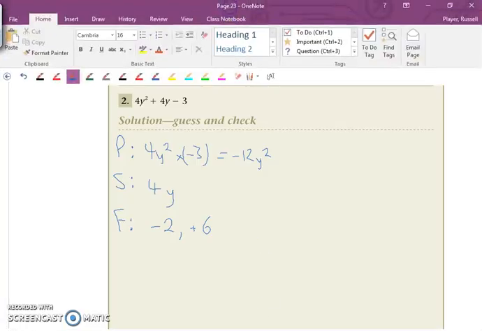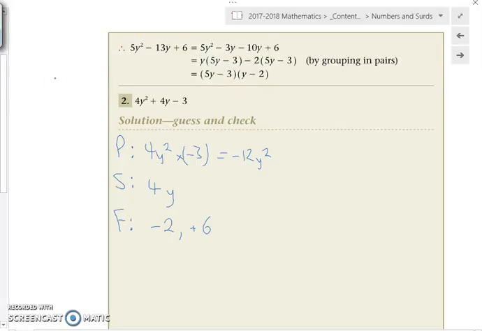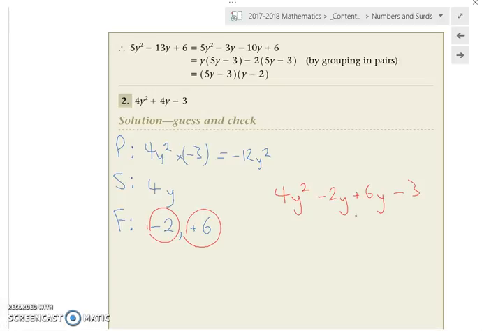Now, that was the hard part. The easy part now is writing it down. What do we write down? 4y squared minus 2y plus 6y minus 3. All I've done is taken these two bits and put them there. That's not the answer. We're almost there. Now what we do is we collect by pairs. We group by pairs. So we pull out a common factor out of the first pair. We're just talking about the first two.